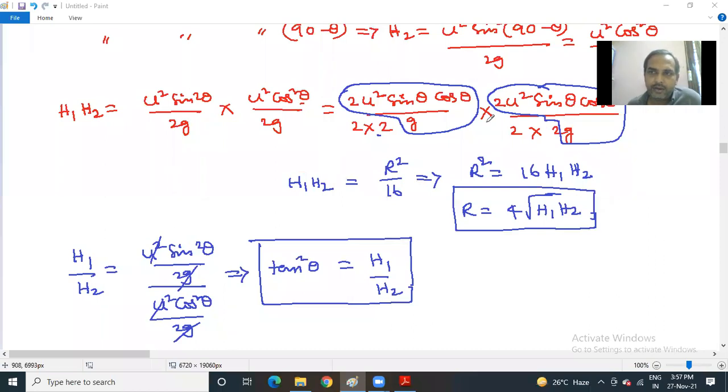Students, in my next video, I'll continue a few more equations on range, maximum height, time of flight for oblique projectile motion. Thank you very much for watching my video, but don't forget to share and subscribe with your friends and relatives. So here almost numericals are completed. Formulas are completed for oblique projectile motion.